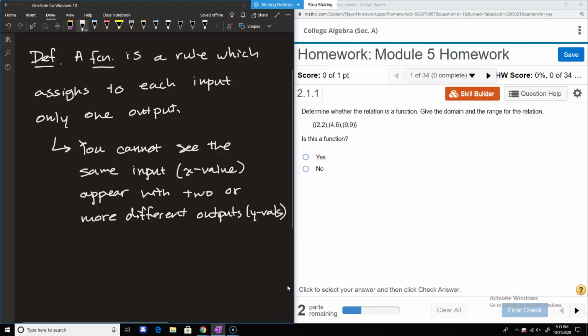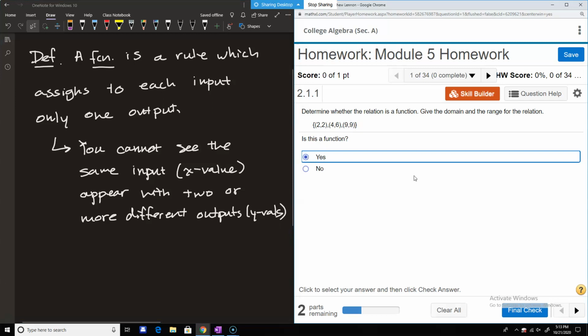This one, we're okay because everybody has a different output. So 2 goes to 2, 4 goes to 6, 9 goes to 9. All of them are different. So that is a function. Pretty straightforward.